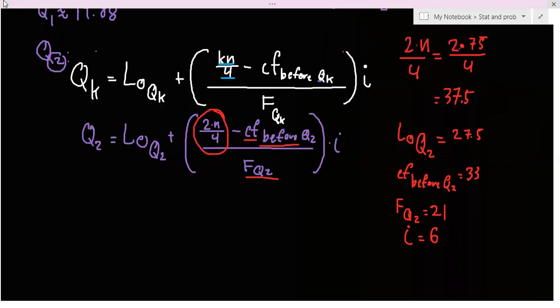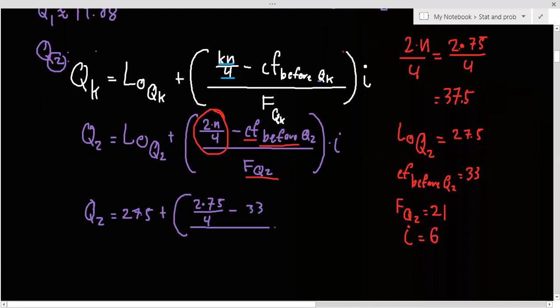Okay? Now, let's substitute. So, isulat ko dito. So, second quartile is equal to lower boundary of a second quartile, so 27.5 plus 2 times n, which is, isolve ko na lang dito, 2 times 75 all over 4 minus CF before Q2, which is 33, all over the frequency of the second quartile, which is 21. Okay? Times 6. There you go.